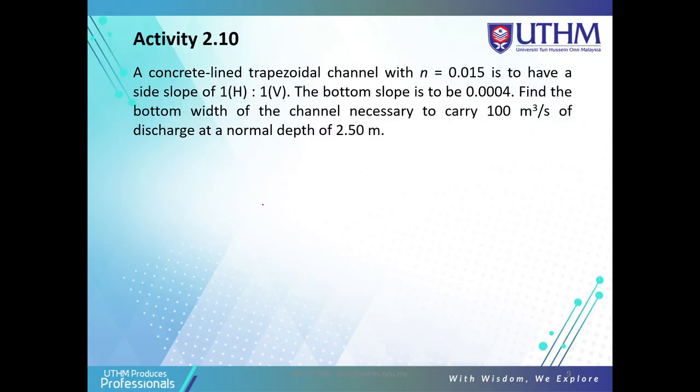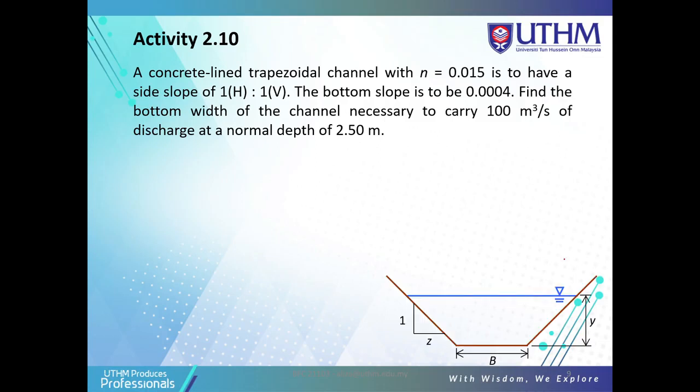So look at Activity 2.8. They give you a concrete-lined trapezoidal channel with n equal to 0.015 and a side slope of 1 horizontal to 1 vertical. So 1 horizontal, 1 vertical, that means z is 1. The bottom slope is to be 0.0004.